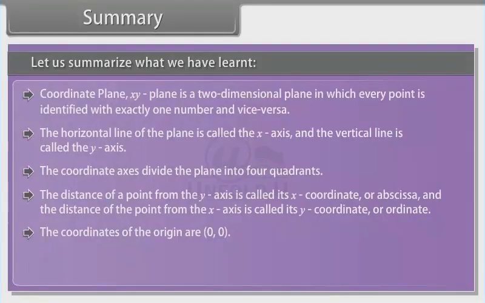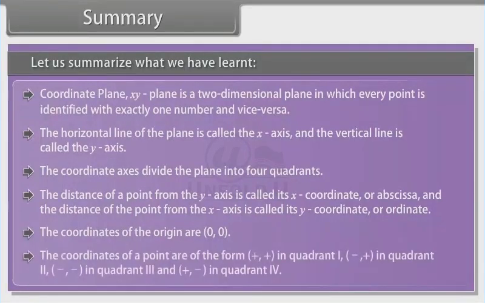The coordinates of the origin are (0, 0). The coordinates of a point are of the form (+, +) in quadrant 1, (-, +) in quadrant 2, (-, -) in quadrant 3, and (+, -) in quadrant 4.